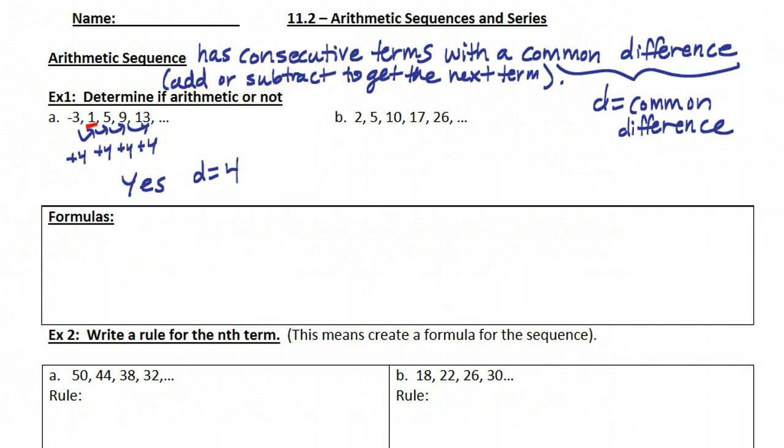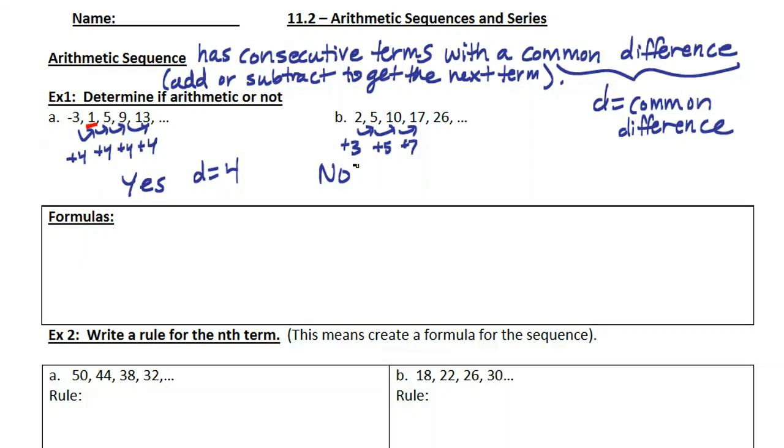Alright, let's look at part B. So for this one, I notice first it is adding 3, and then it is adding 5, and then it's adding 7. Okay, so there is a pattern, but it's not an arithmetic pattern because it's not adding the same number every single time. So no, not arithmetic.